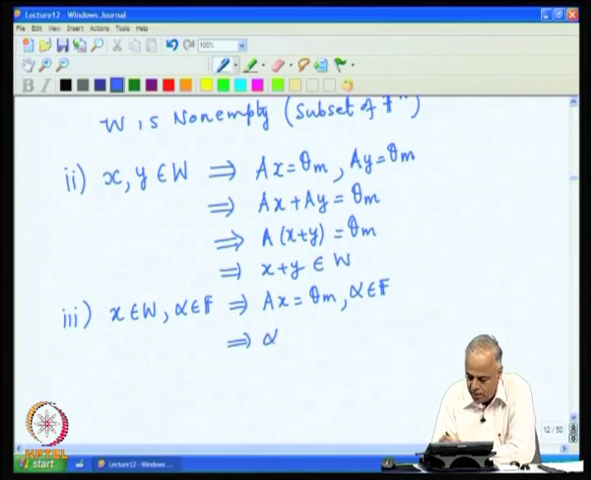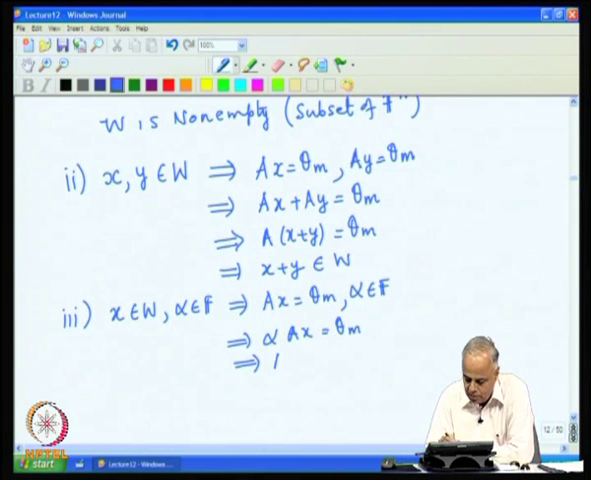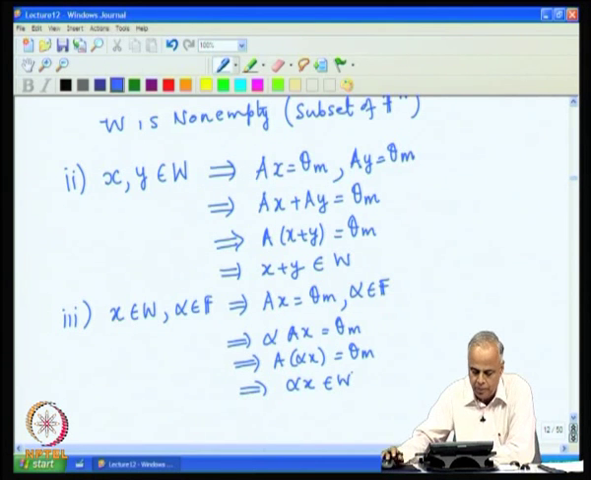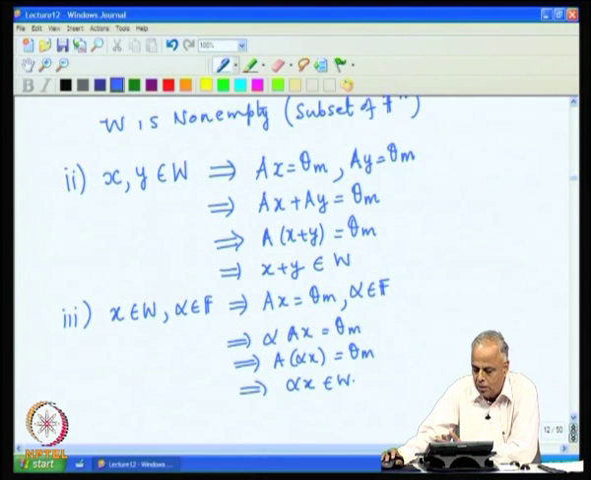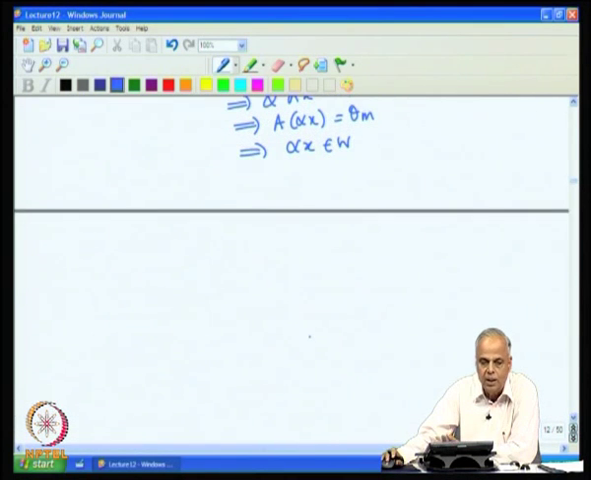That says alpha times A x is equal to theta m, alpha times theta m is theta m, and that says A of alpha x is theta m, and that says alpha x qualifies to be in W. So, thus we see that W is a non-empty subset of F n which is closed under.